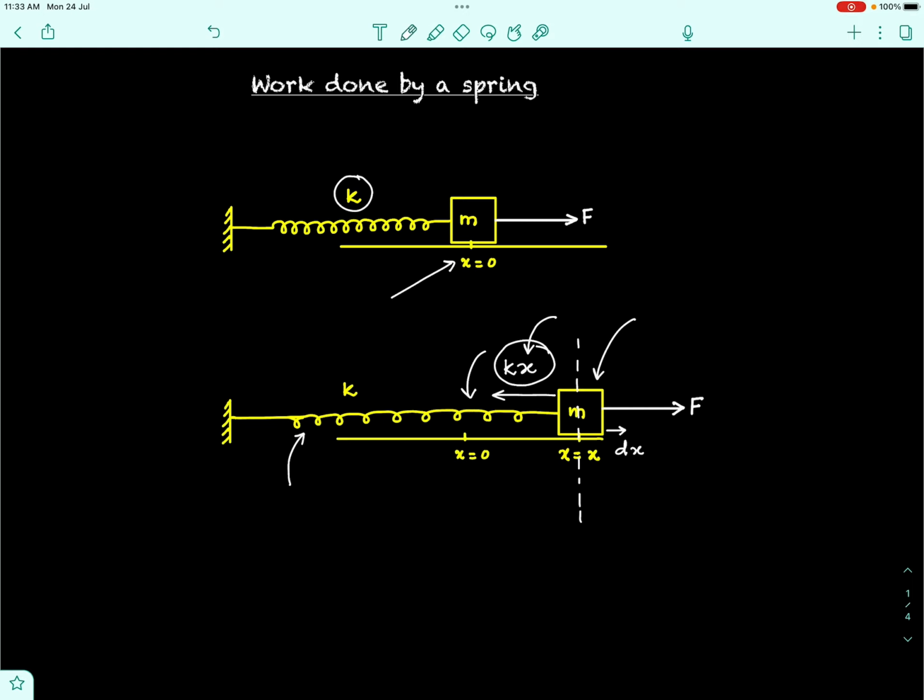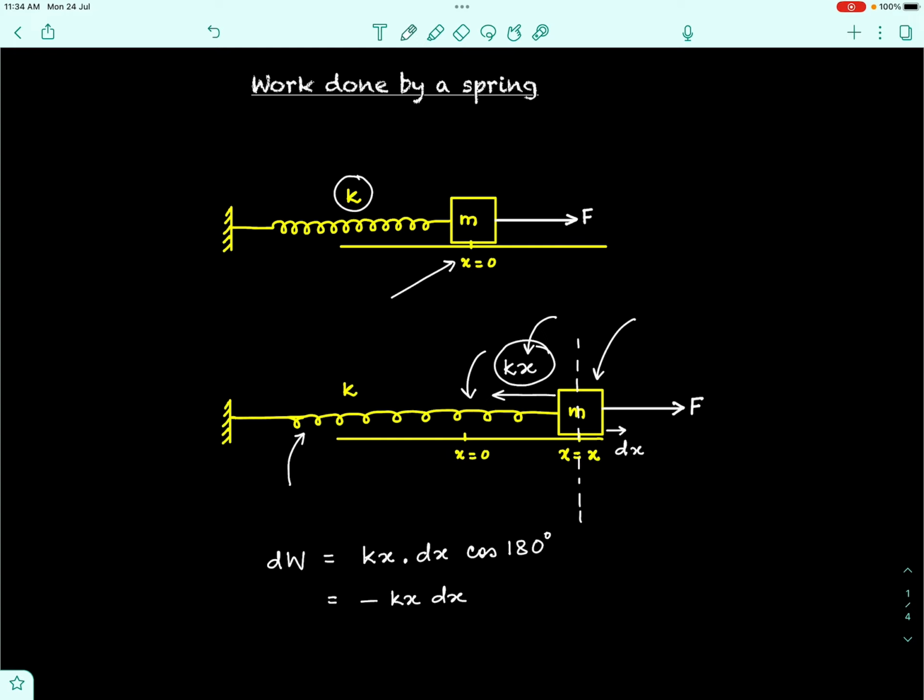In undergoing that displacement, the small work done dW by the spring would be the spring force, which is Kx, times the small displacement, that is dx, into the cos of the angle between the two. Now see carefully that Kx is acting to the left and dx is to the right. So the angle between these two vectors, the force vector and the displacement vector, will be 180 degrees. And that gives us the small work done dW as minus Kx dx.